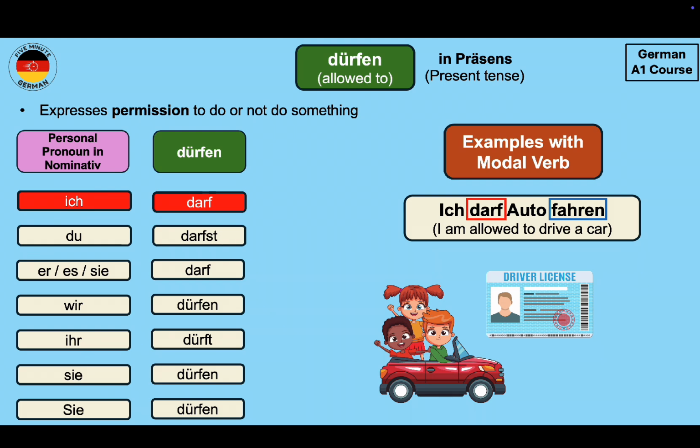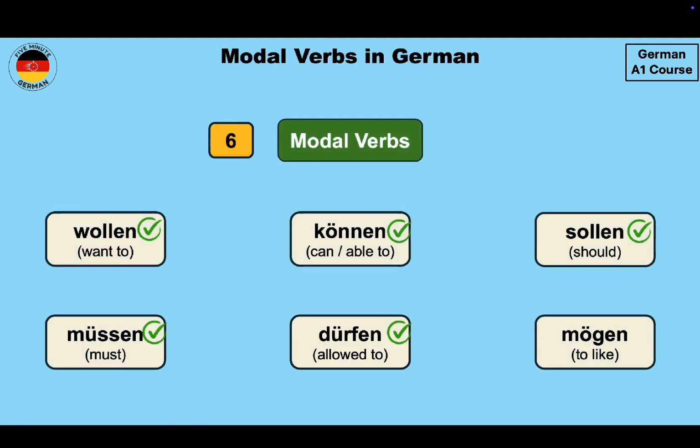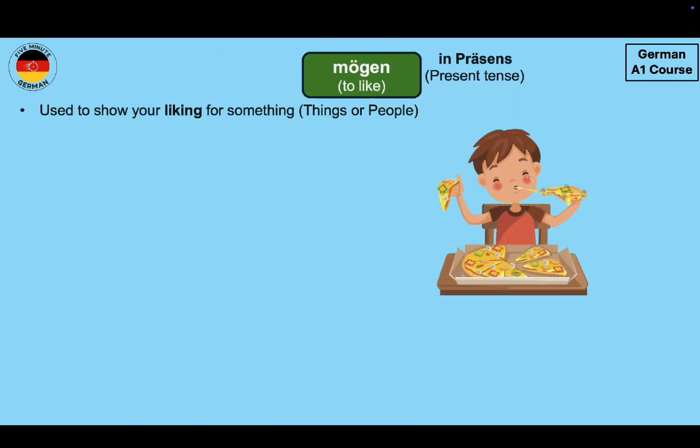Another example with dürfen will be "Ihr dürft hier nicht rauchen." Here ihr is the second person plural, so it means you all, and this sentence is translated as you all are not allowed to smoke here. And now the last modal verb is mögen, which means to like, and it is used to show your liking for something, specifically things or people.